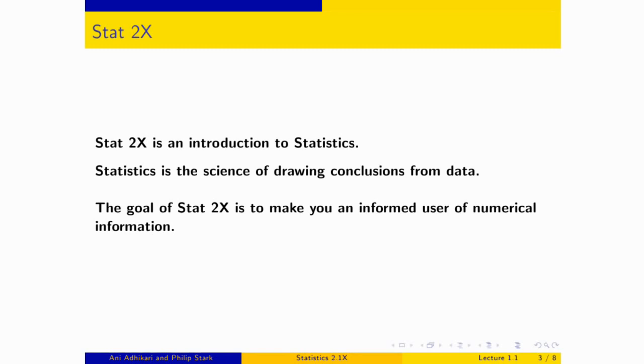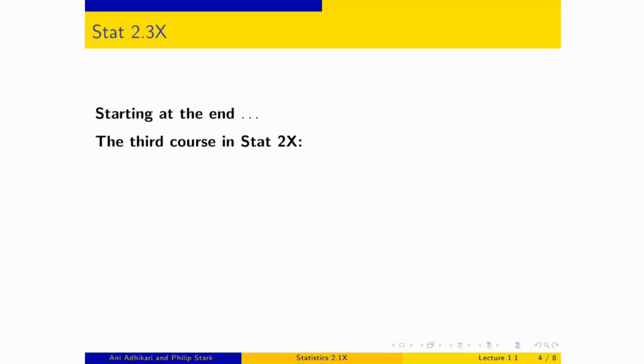Now you've seen the introductory video, and so you know that some of the questions that we're going to try and answer are questions like, is chocolate really good for you? How do scientists decide things like that? So that's where we're going to end up in the third of the sequence, and so starting at the end with the third course of Stat 2x, that's where you're going to be able to address questions like, how do scientists figure out whether something's good for you?